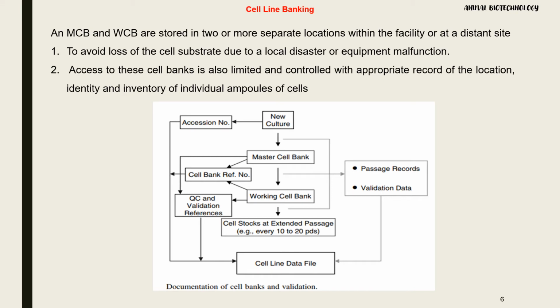The master cell bank and the working cell bank are generally kept at different places. This is to avoid loss of cell substrate due to a local disaster or equipment malfunction. Access to these cells is limited and the inventory of the individual ampules is well recorded. The diagram below illustrates the flowchart for documentation of cell bank and validation.